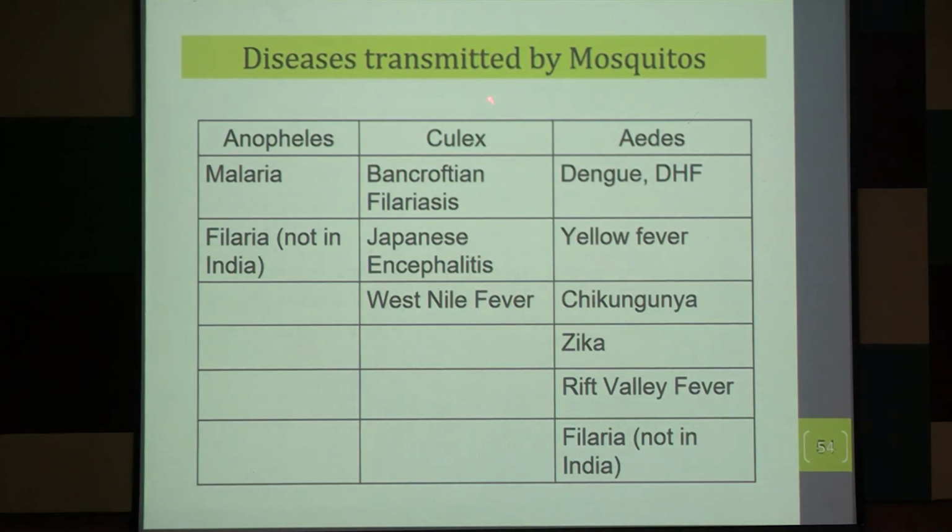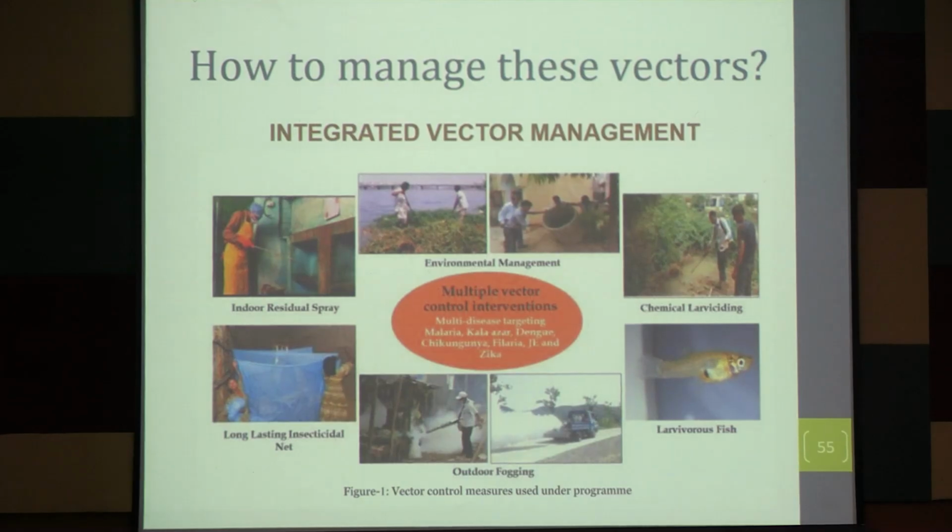Aedes transmits dengue, yellow fever, chikungunya, Zika, Rift Valley fever and also filaria, but not in India. For India, we have a specific vector. You do know integrated vector management. We have some anti-larval measures, anti-adult measures and measures for eggs.